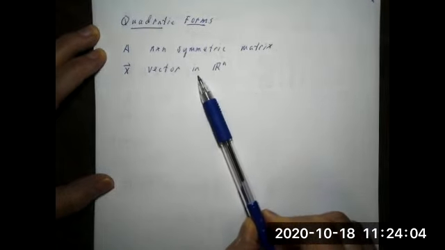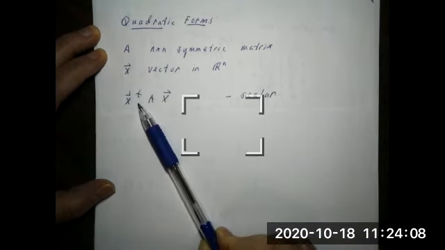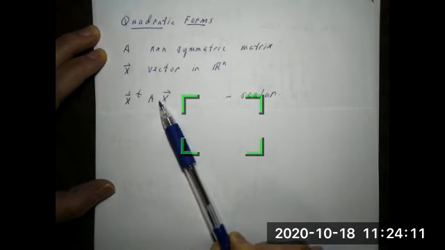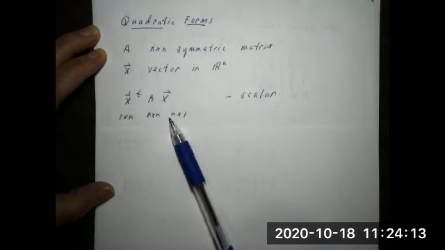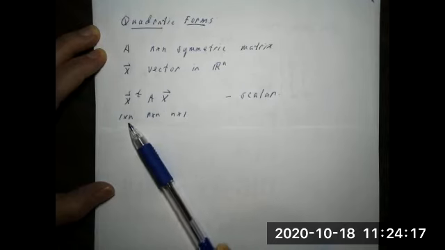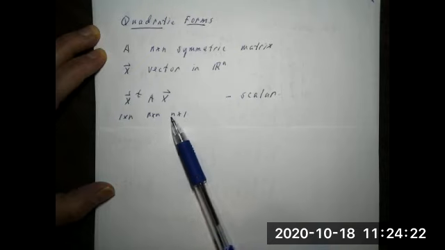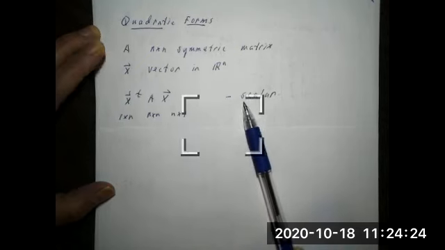And let's assume that x is some vector in Rn. A quadratic form is something of the form x transpose A times x. Now x is n by 1. A is n by n, x transpose would be 1 by n. So this product, 1 by n times n by n times n by 1, is actually a scalar.